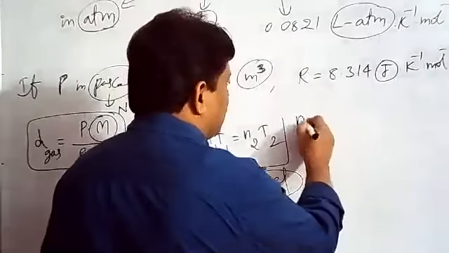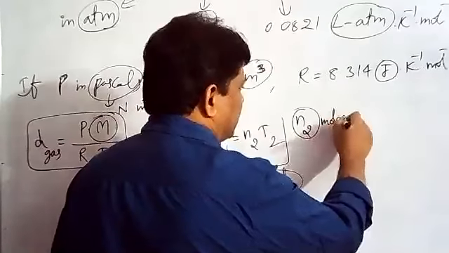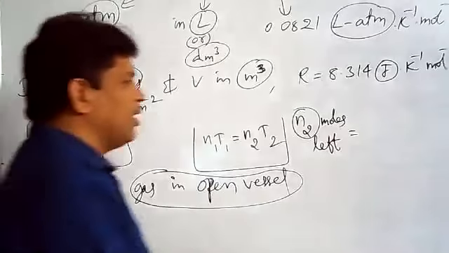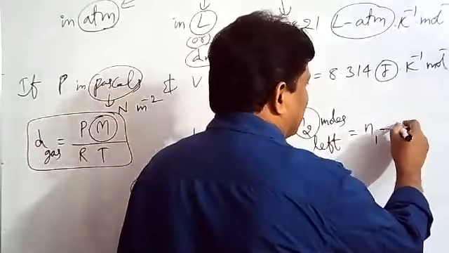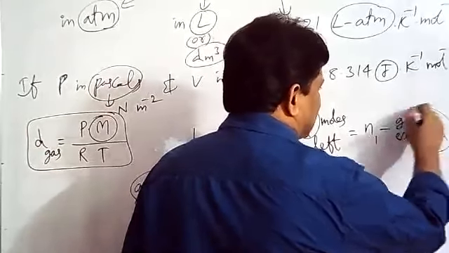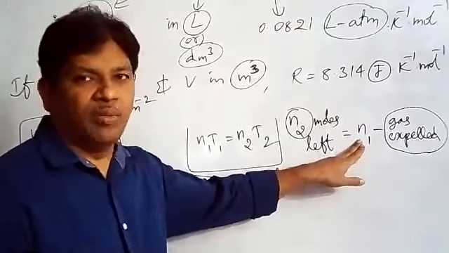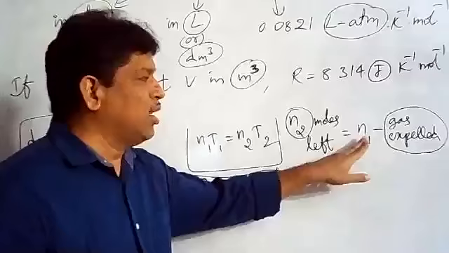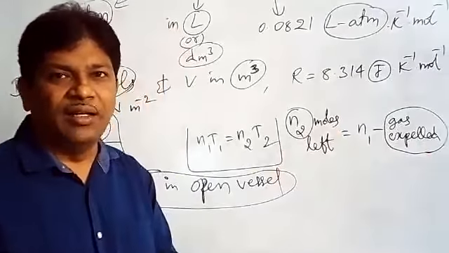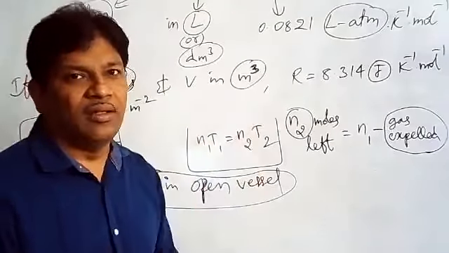Now here N2 is what now? N2 moles left over. So these many moles left over is equal to what minus what? Initial number of moles minus gas expelled. How much gas is expelled? It should be subtracted from N1. Initially N1, imagine 1 mole. Now 3 by 5 of initial moles expelled out. When we heat it, what happened? 3/5 of the initial moles expelled outside from the vessel.